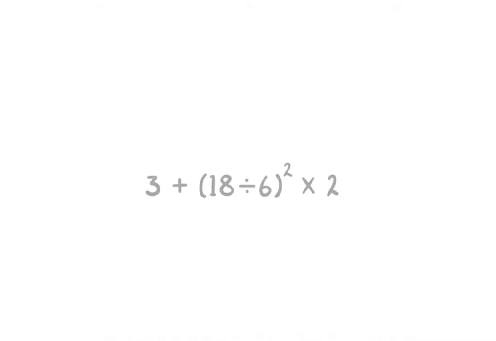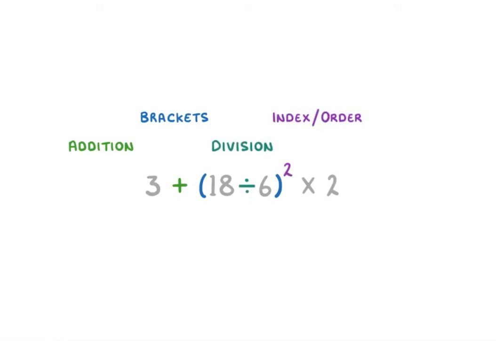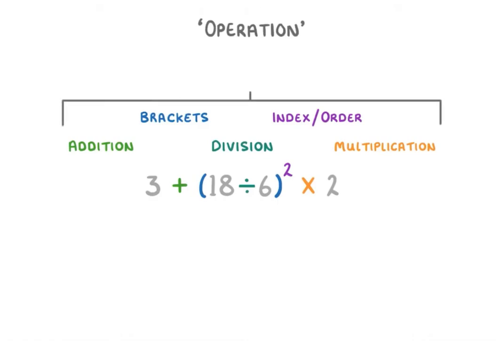Take a look at a question like this one, there's a lot of stuff going on. There's an addition, some brackets, division, an index or order, and the multiplication. We call each of these things an operation, and we have to do them all in a specific order. We can't just start on the left and work our way through.